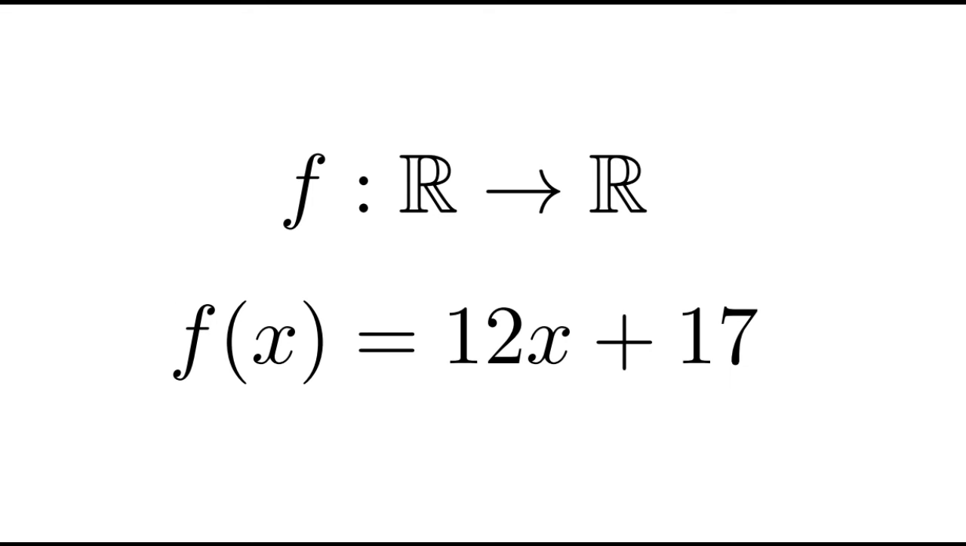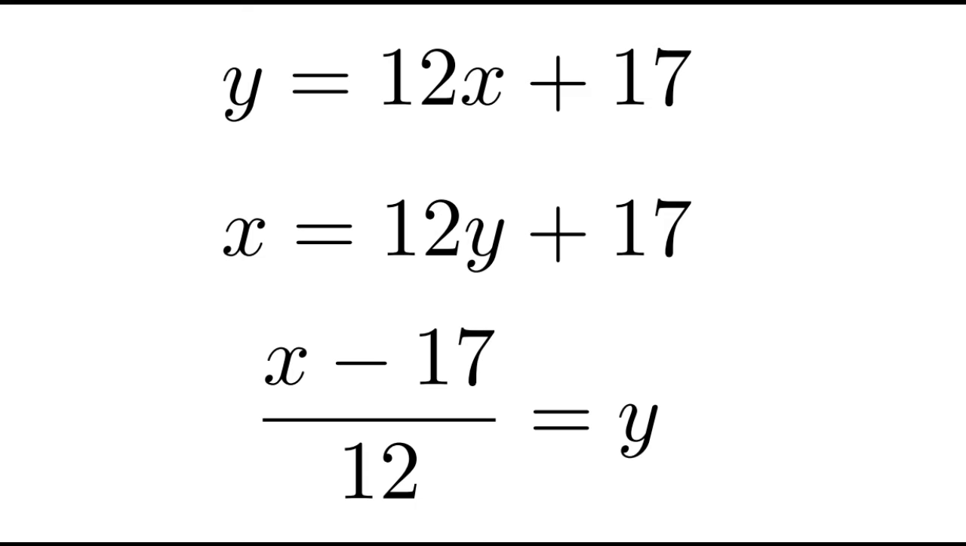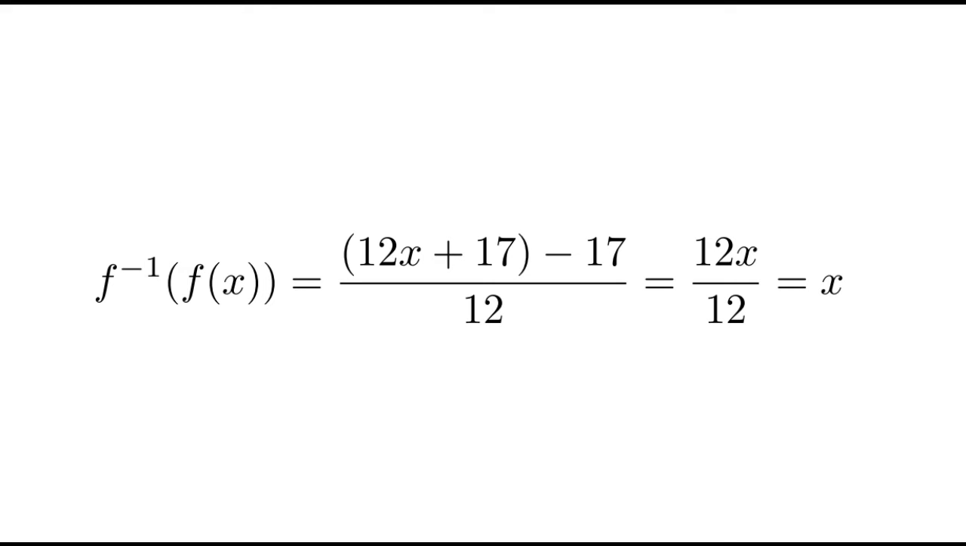So for example, if f is a function from R to R, where f of x equals 12x plus 17, we must prove this is a bijection. Then all we have to do is replace f of x with y, swap the input and output, and solve for y. Then y should be (x minus 17) over 12. If we compose our new function with our old one, then we should see it simplify to x, regardless of the order of the compositions.